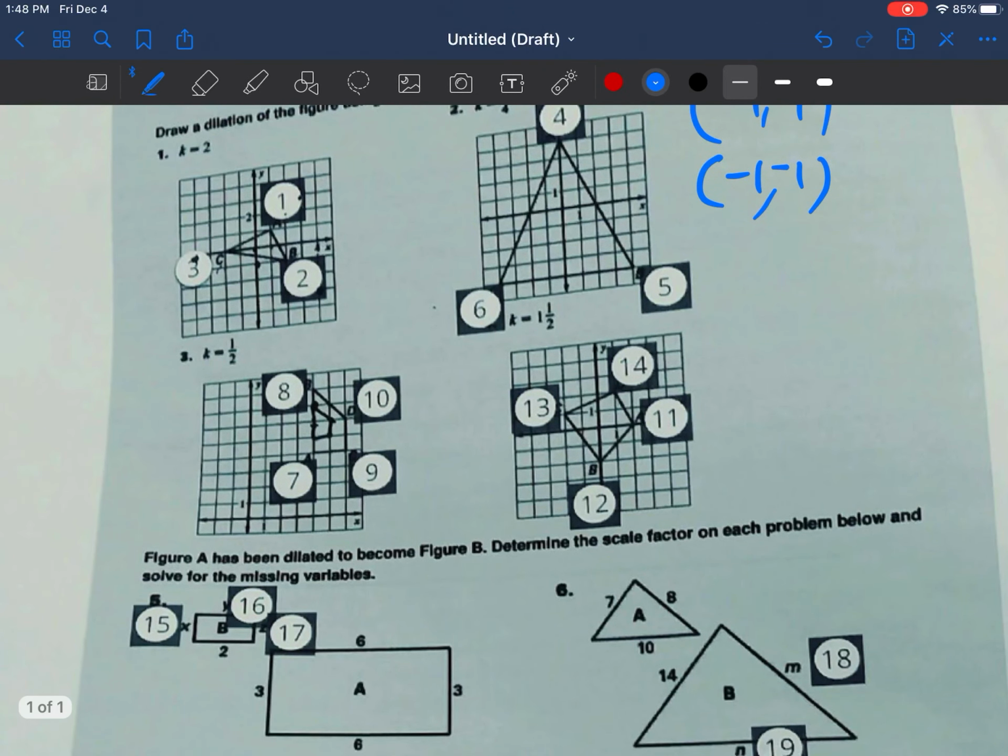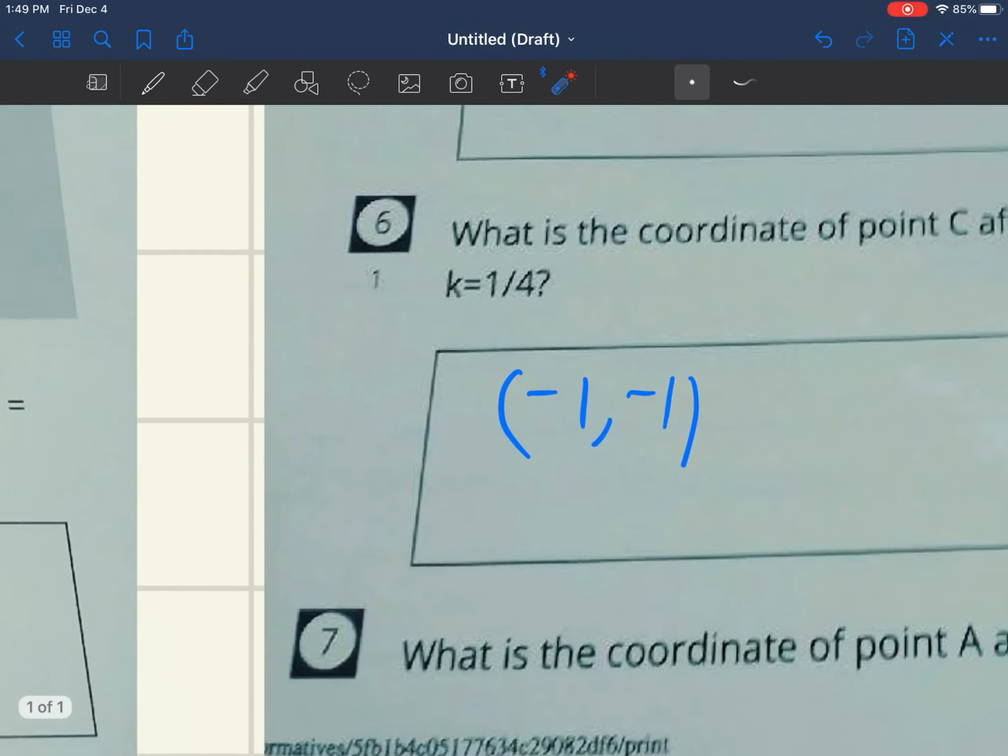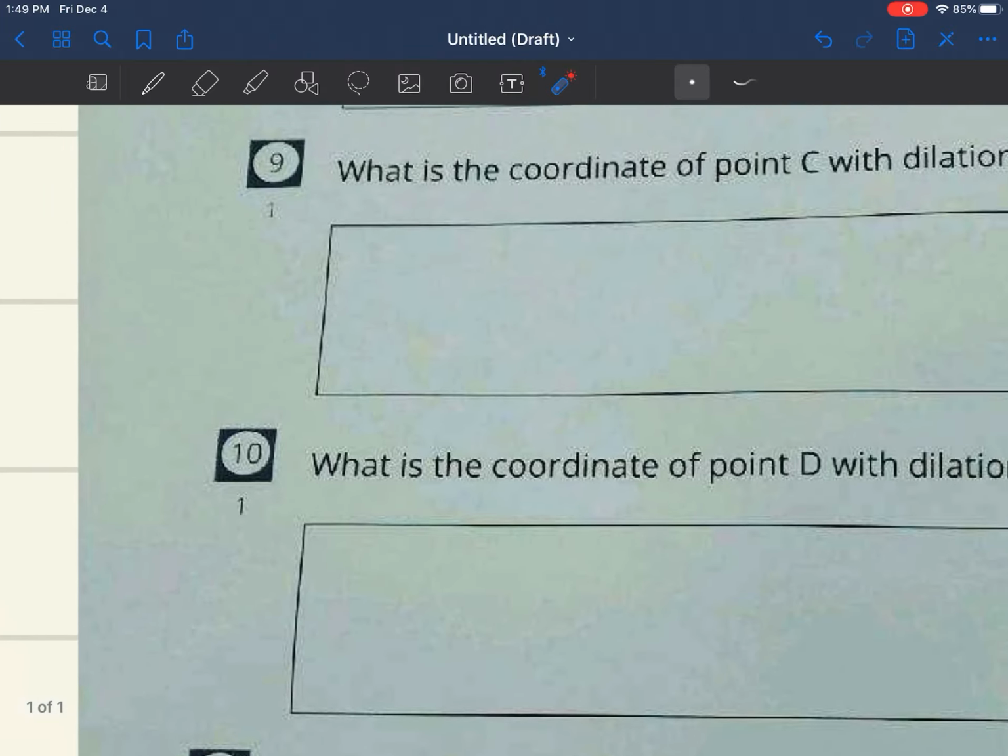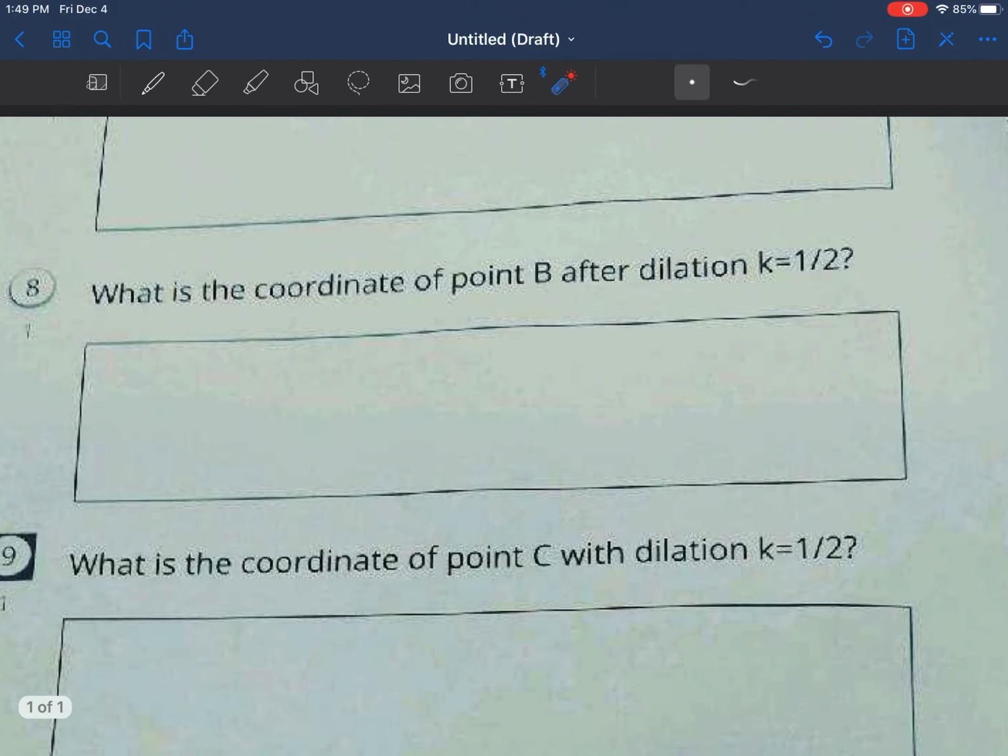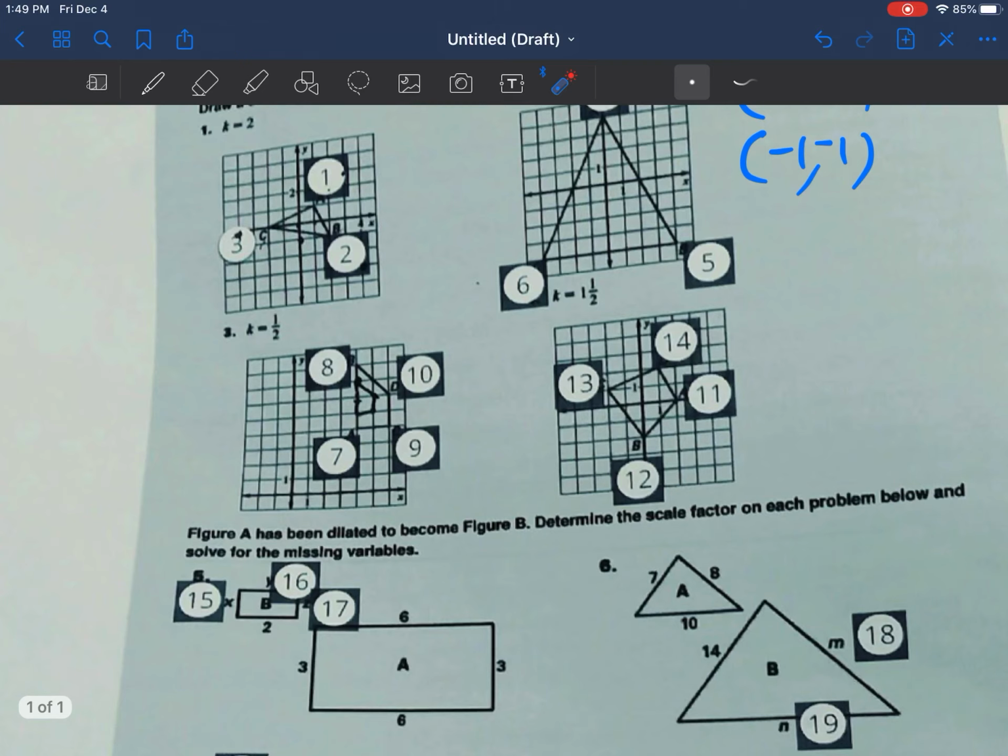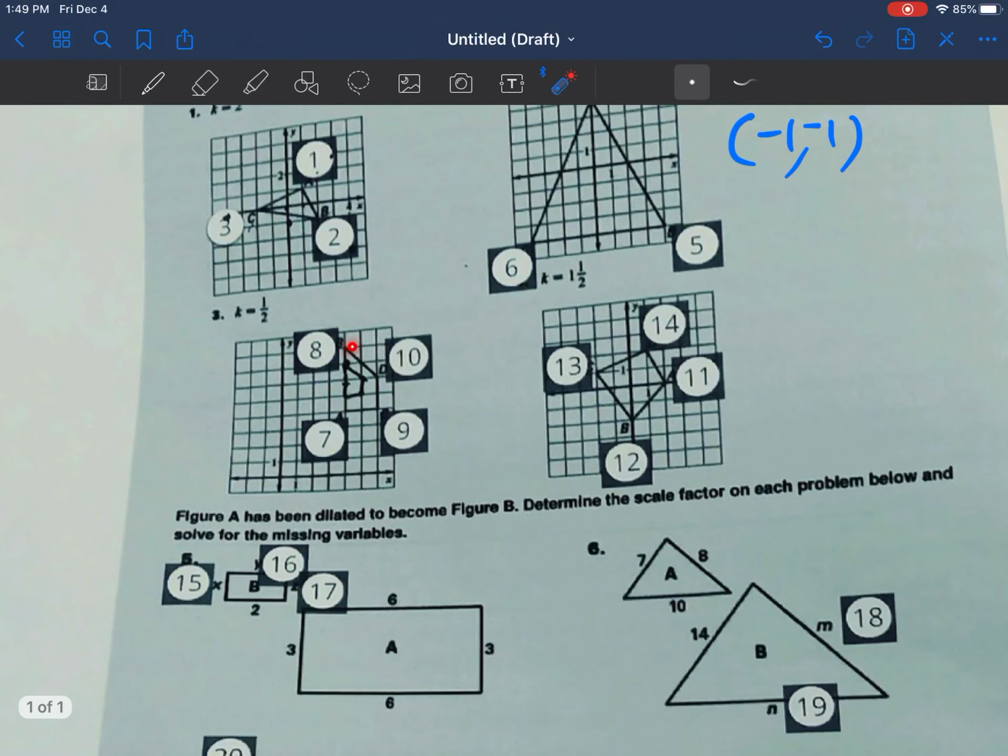We'll continue on with 8. And let's see, 8, we are at, I think it's this point. Let me look at number 8 real quick. 8, point B. So we're looking at this point right here.